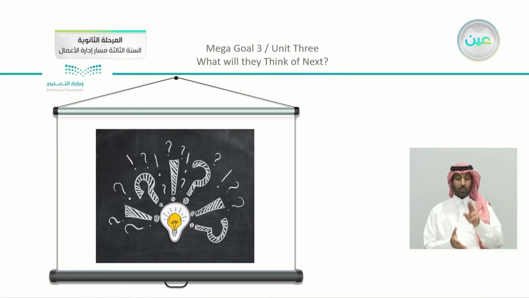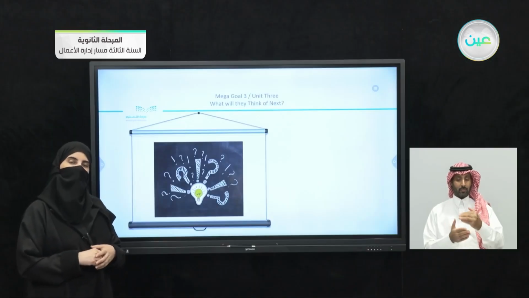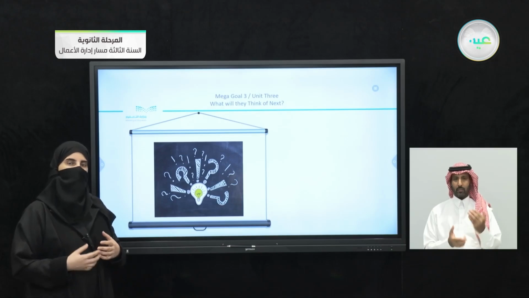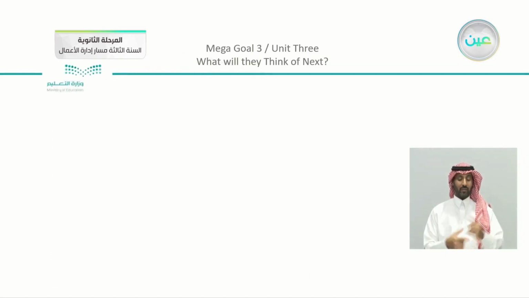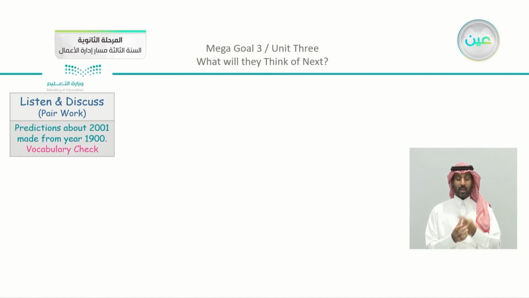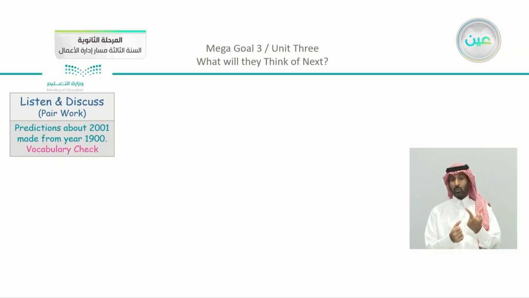We have reached the end of our unit here. We are going to just go back and see what we have studied in our unit. Now, just to revise here together, what did we take in our unit from the very beginning, from the listen and discuss? We can see that the listen and discuss was about predictions made about 2001, made from the year 1900.